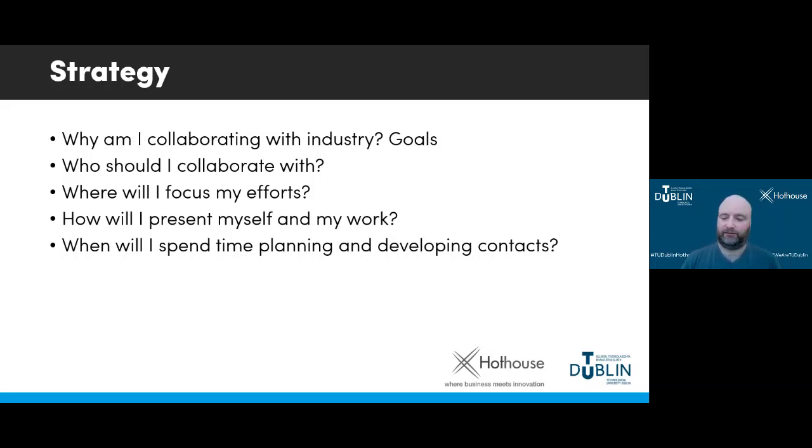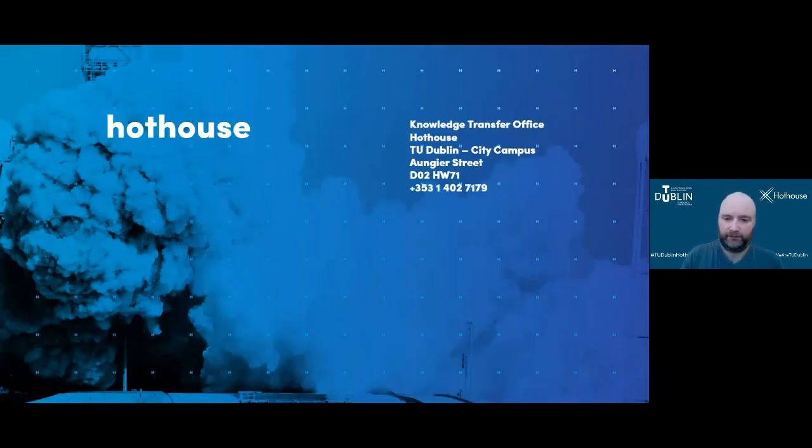And then finally, take that step back and loop back in, to set aside some time for planning on this, developing your contacts, talking with us in Hothouse, and talking with other people in your research group about who you might be interested in talking to. Okay, so that is the presentation part.